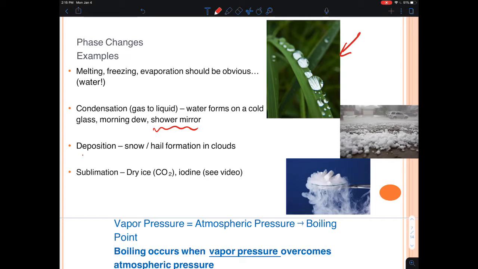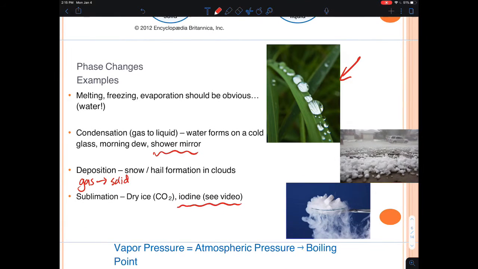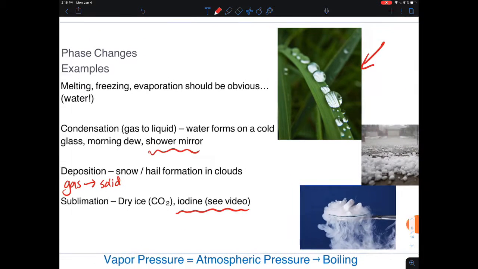For deposition, again, deposition is when you have gas becoming a solid. Snow or hail formation where it gets really cold is a good example of that. We'll see that iodine is also another example of that. You'll see in the video.